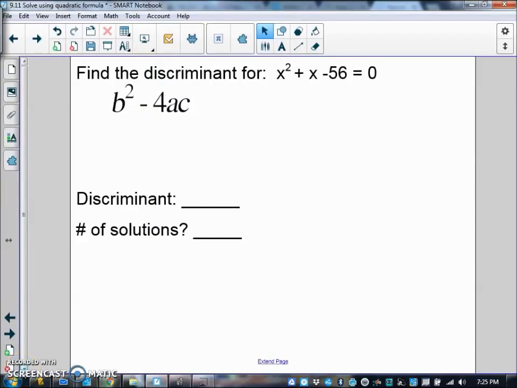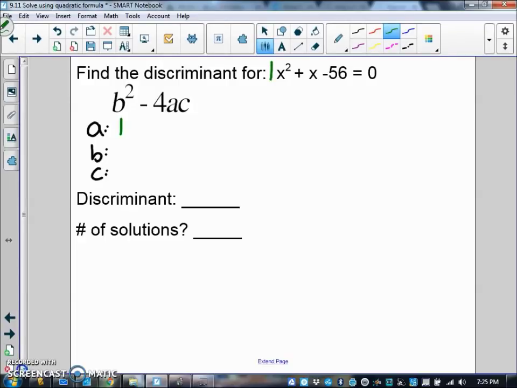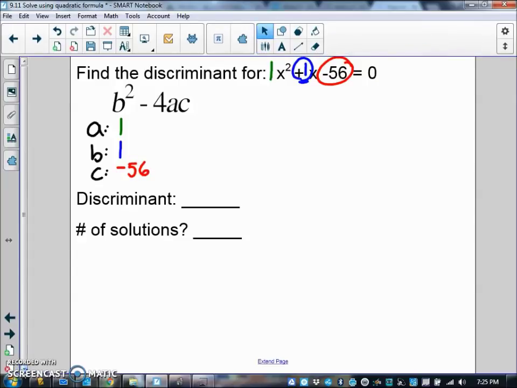I can find the discriminant for this next equation, x squared plus x minus 56. I first need to identify my A, B, and C values. I don't see a leading coefficient, so it's 1. So A is 1. My B term is plus x, so my value for B is 1, the coefficient on x, and my C value is -56. By the way, that means I have a y-intercept at 0, -56.